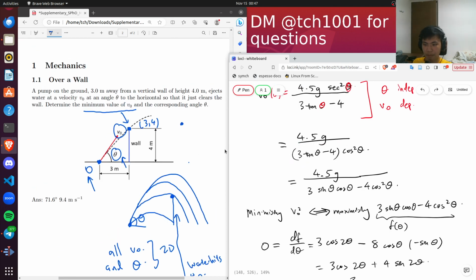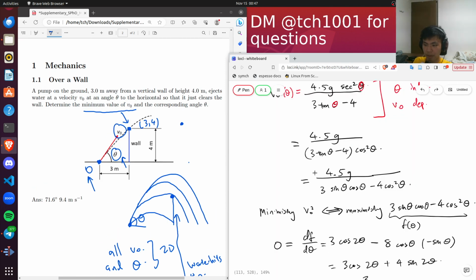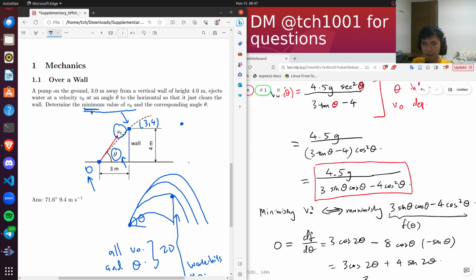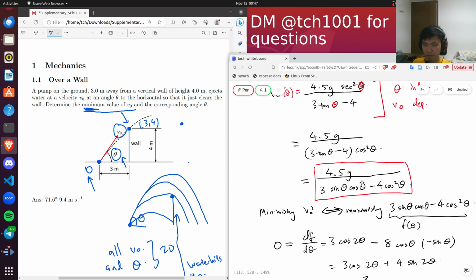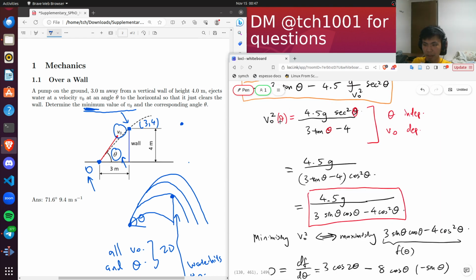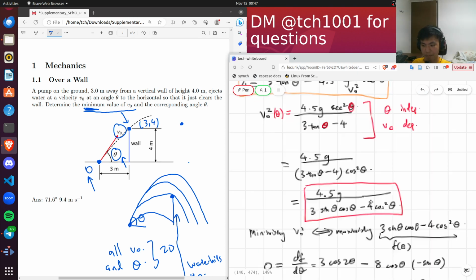Because remember what was our goal in the question? In the end, I get this expression. What was our goal? Our goal was to minimize v naught. So if I want to minimize v naught as a function of theta, I can take the derivative. This just becomes a 1D calculus problem.